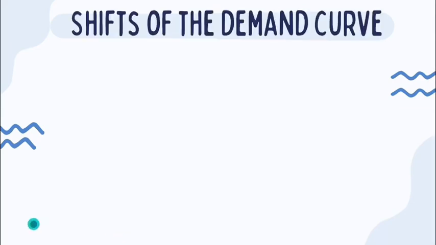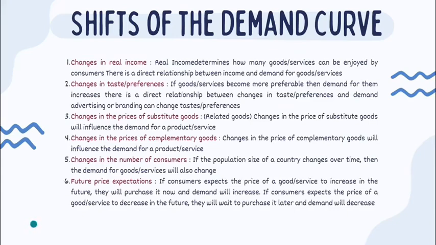Let's look closer at these non-price determinants. The first non-price determinant is the change in the real income. The real income determines how many goods or services can be enjoyed by consumers, and there is a direct relationship between income and demand for goods and services. Changes in taste and preference. If a good or service becomes more preferable, then the demand for it increases, and there is a direct relationship. Advertising or branding can change tastes and preferences.